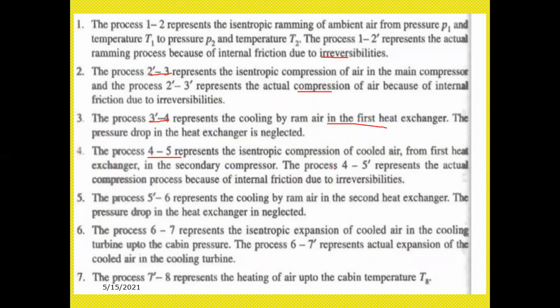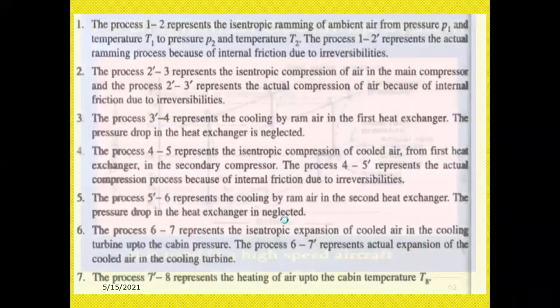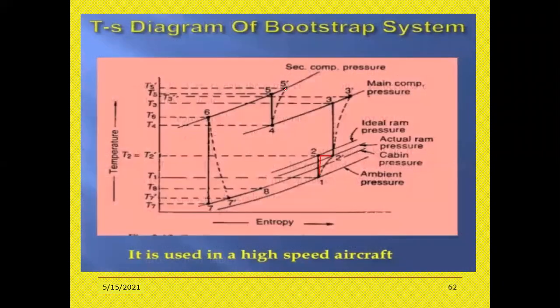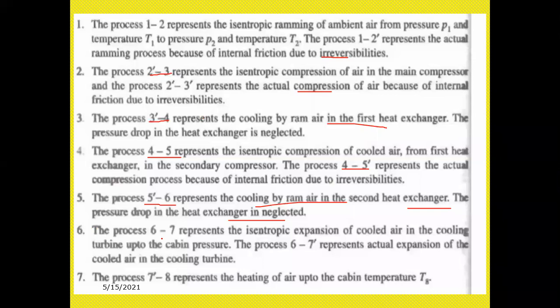The process 4-5 represents the actual compression process because of internal friction due to the irreversibilities. The process 5-6 gives cooling by ram air in the second heat exchanger, and the pressure drop in the heat exchanger is neglected. So if you see the 5-6 process, next, the process is isentropic expansion of cooled air in the cooling turbine to the cabin pressure.